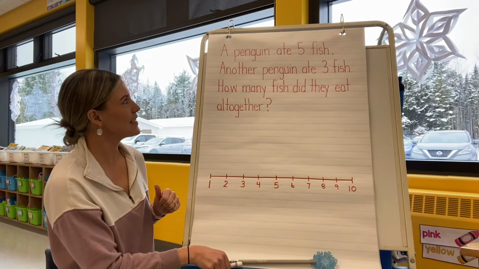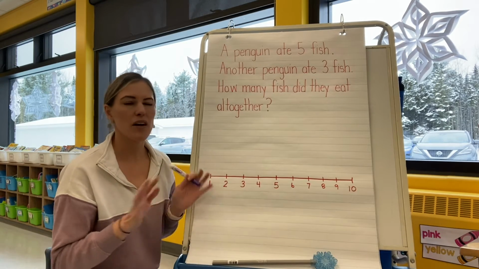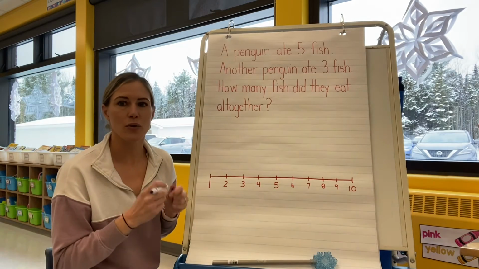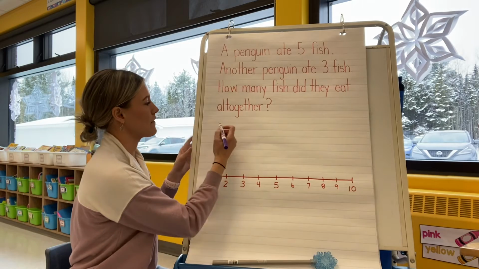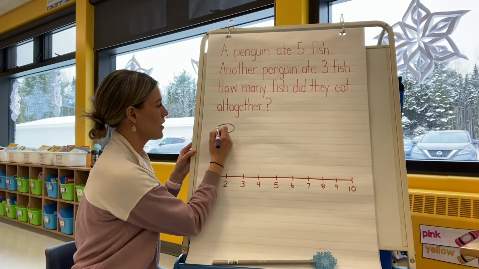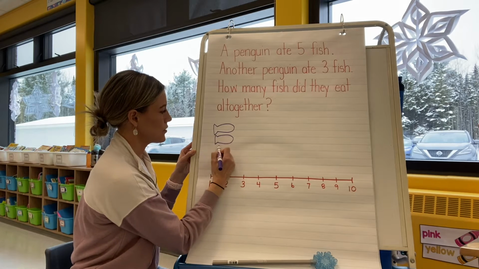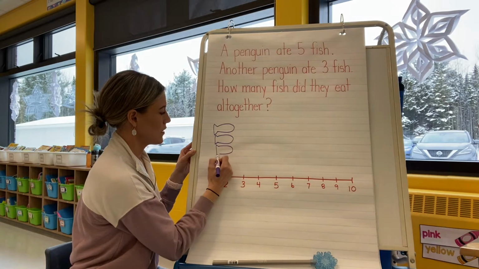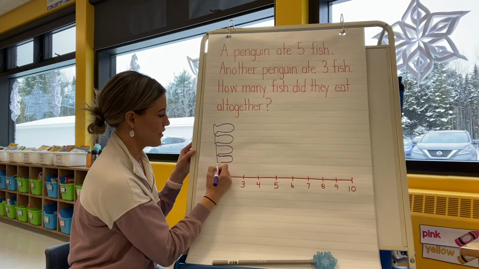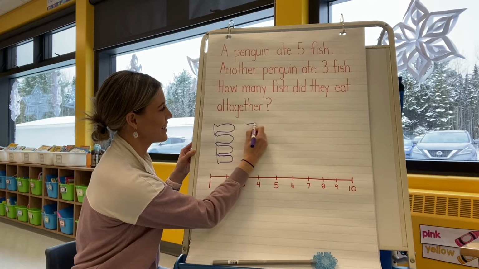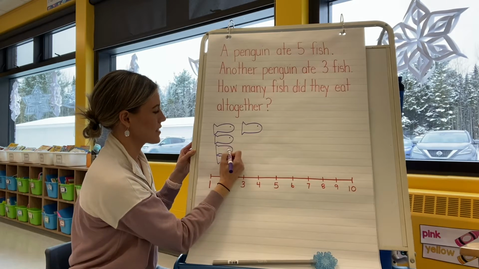So let's see. The first sentence says, a penguin ate 5 fish. I'm not going to bother drawing the penguin. The question's more focused around the fish. So a penguin ate 5 fish, so I'm going to draw 1, 2, 3, 4. And we know they don't need to be perfect. We just try our best.